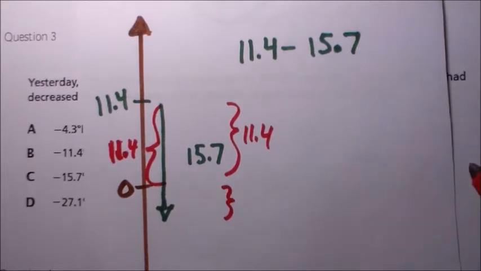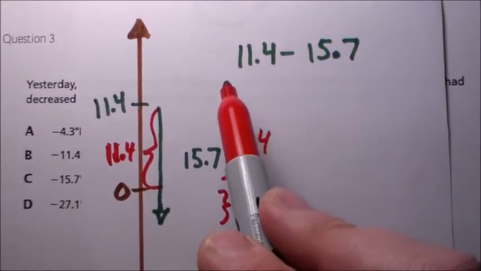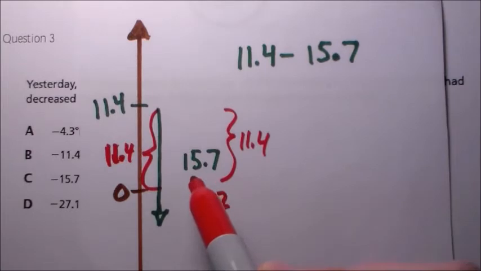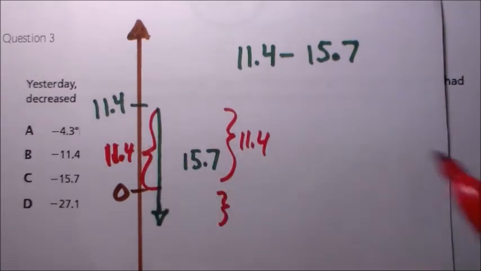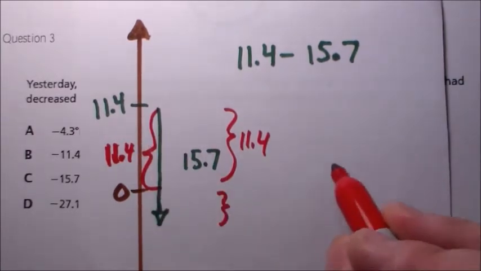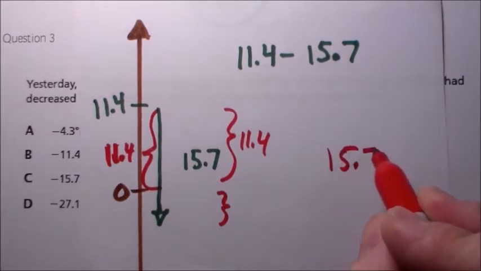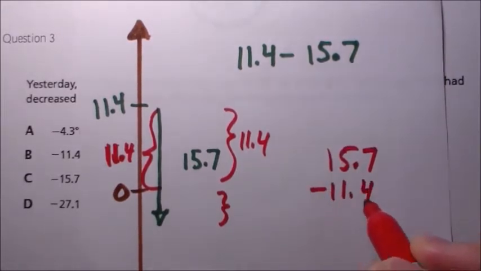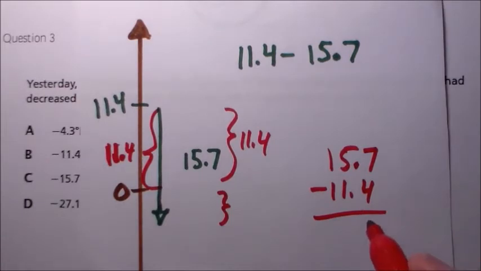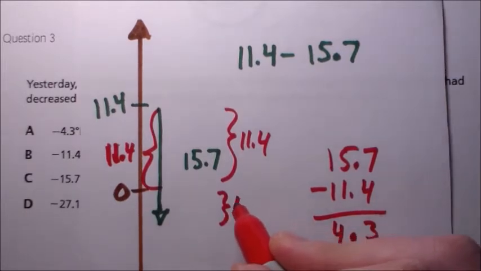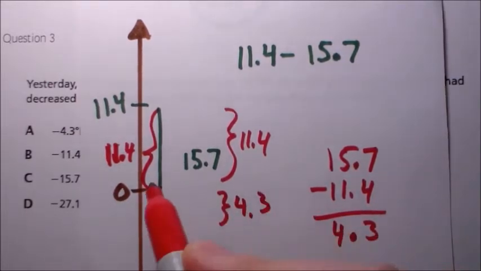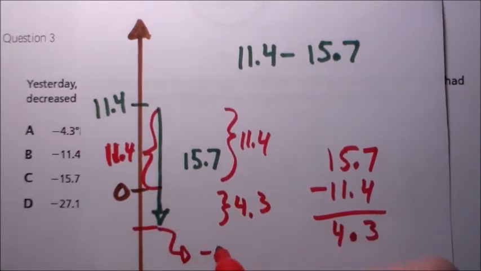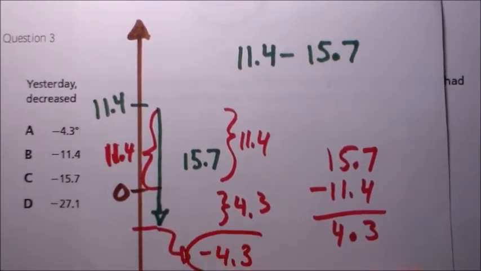So another way to do that is to take the difference between 15.7 and 11.4. So let's just do 15.7 minus 11.4. 7 minus 4 is 3. Bring down the decimal point, and 5 minus 1 is 4. And the answer is going to be, we have 4.3 to go from 0 to negative. The answer is going to be negative 4.3.